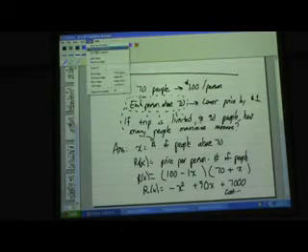Do a new page. We need to maximize R of x. I'm going to be a little more specific here. On the following interval, the fewest number of people we can have is 0, and we have a cap of 90. I'm going to flip to 10.4 because I'm trying to see something here.